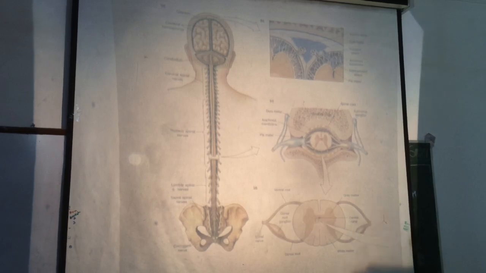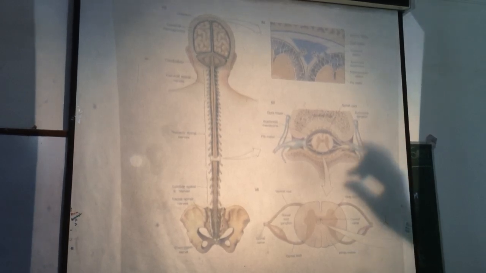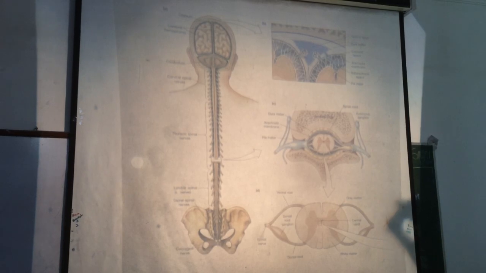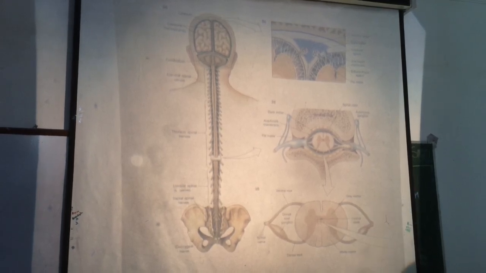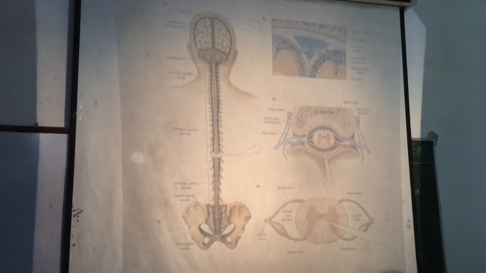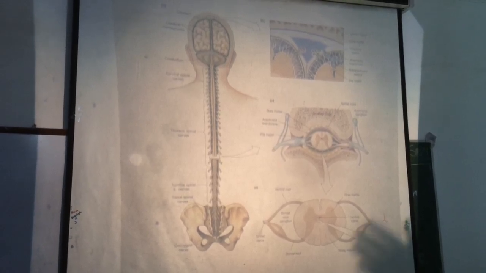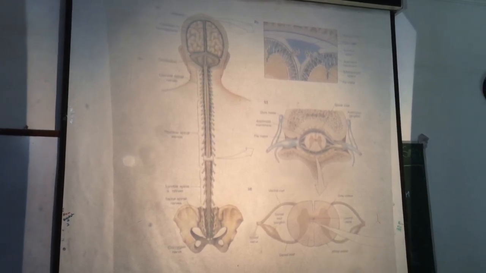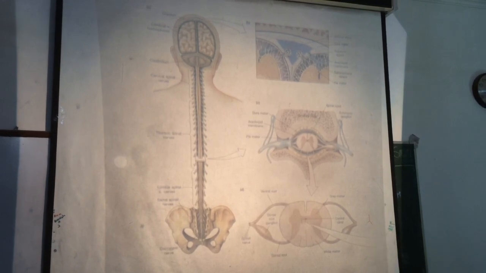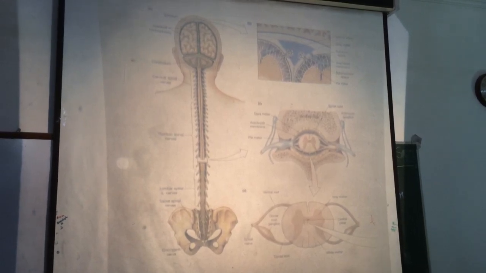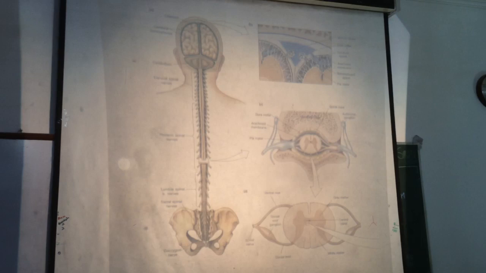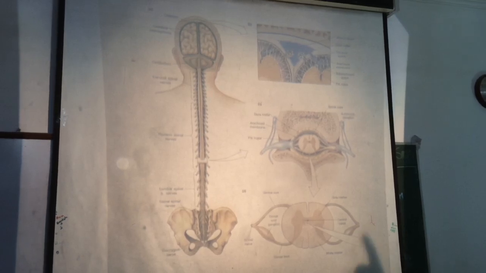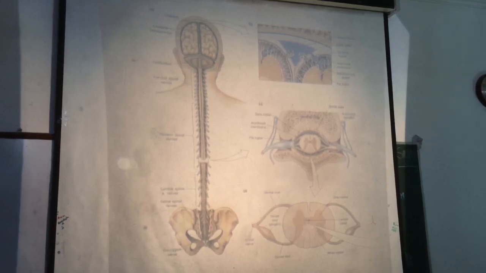Among the 31 pairs of spinal nerves, 8 are cervical, 12 are thoracic, 5 are lumbar, 5 are sacral, and 1 is coccygeal.